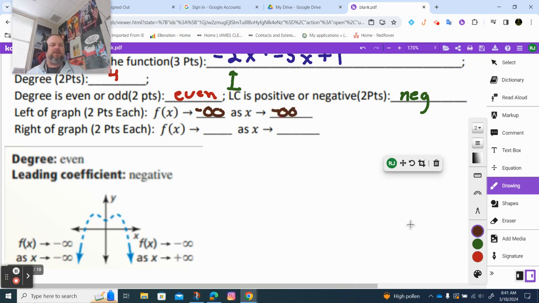All I'm doing, I went degree is even, leading coefficient is negative. I'm just copying down what it says. I'm literally writing down what it says.